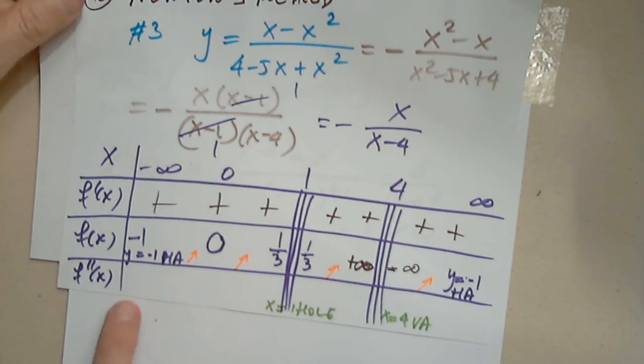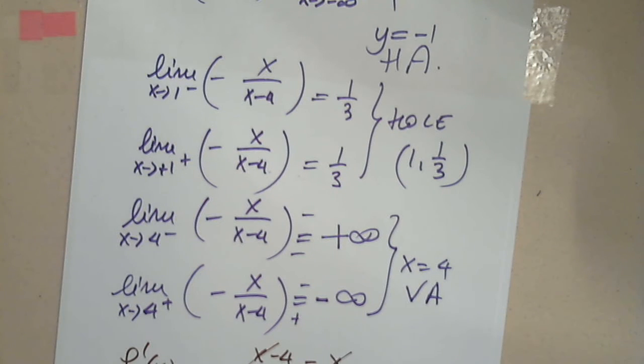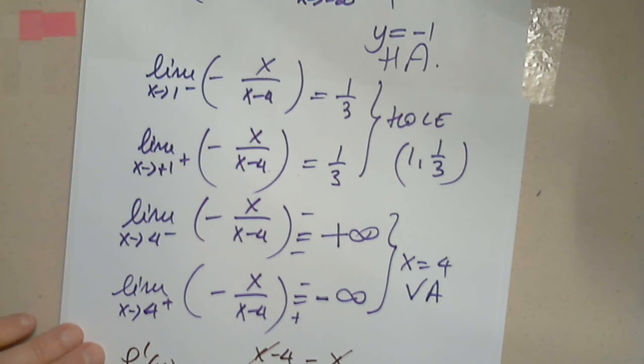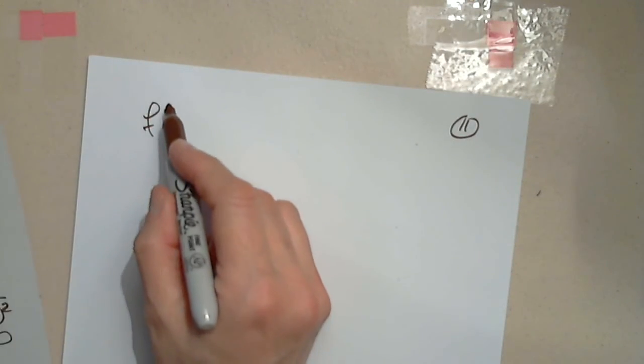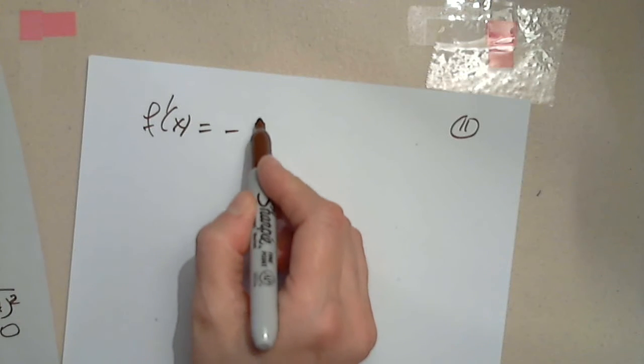Good. Now I will study the second derivative. Where is my first? Here it is. Here's my first derivative. But of course, I'm not going to use this when I differentiate. I'm going to use this.